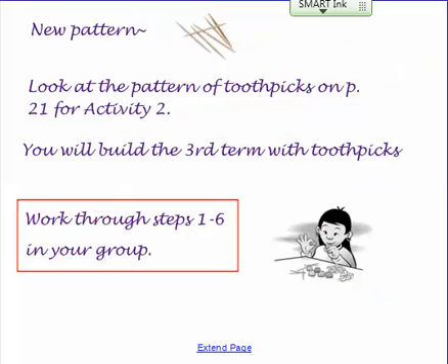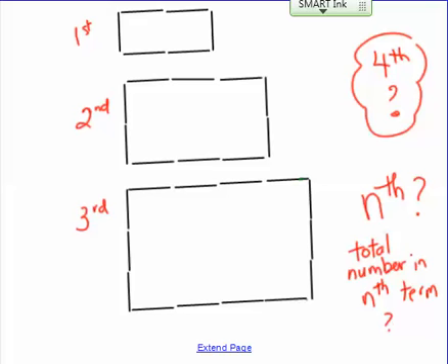All right, then we worked through activity 2 in your book, and it looked like this. So we had a rectangle made out of toothpicks. The first term is 1 by 2, but we were looking for the perimeter. The number of toothpicks is the perimeter. So we had a 1 by 2 rectangle. The second term is a 2 by 3 rectangle. The third term is a 3 by 4 rectangle. The fourth term would be 4 by 5, etc.